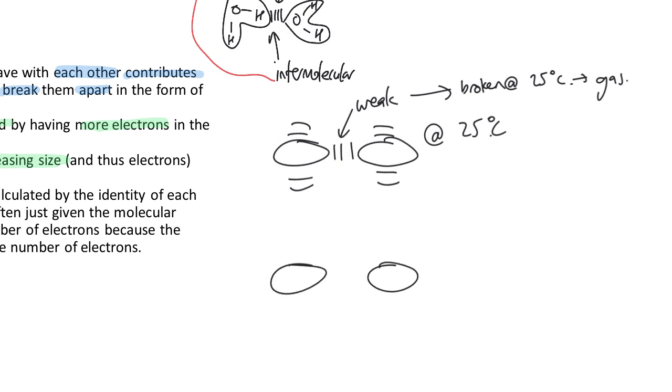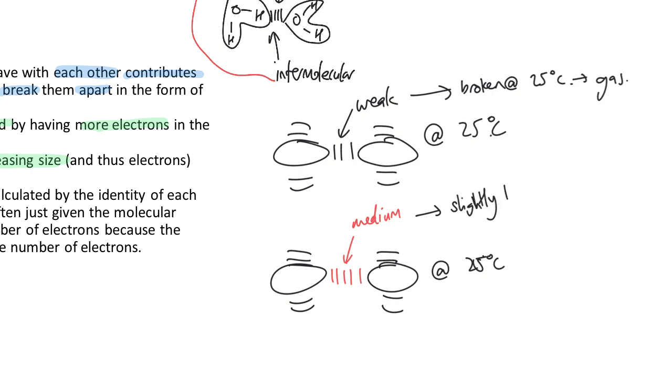But if I got two molecules with a stronger bond between them, even though they're at the same temperature, they're vibrating the same amount, so at 25 degrees Celsius. Let's call this one a medium strength one. Medium is not a very good word, but the idea is that it's just slightly stronger than the weak one, right? The idea is that that bond can break and reform and break and reform and break and reform. If it's doing so at 25 degrees Celsius, it's going to be a liquid.